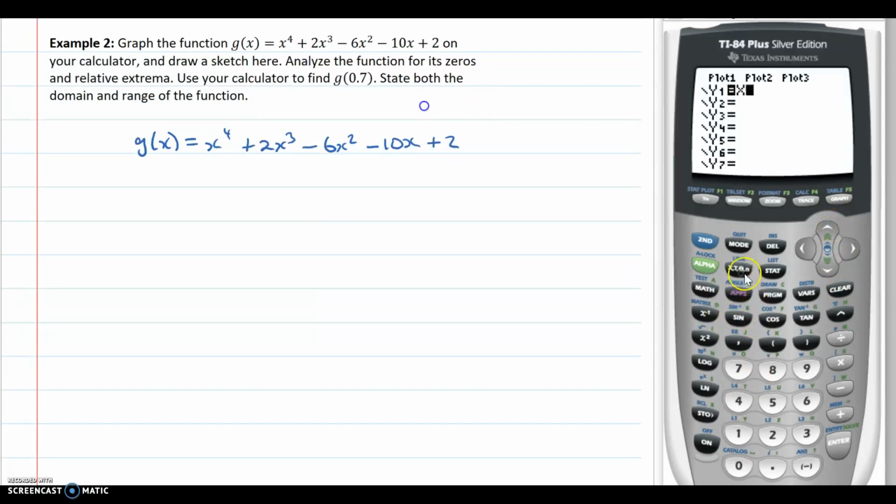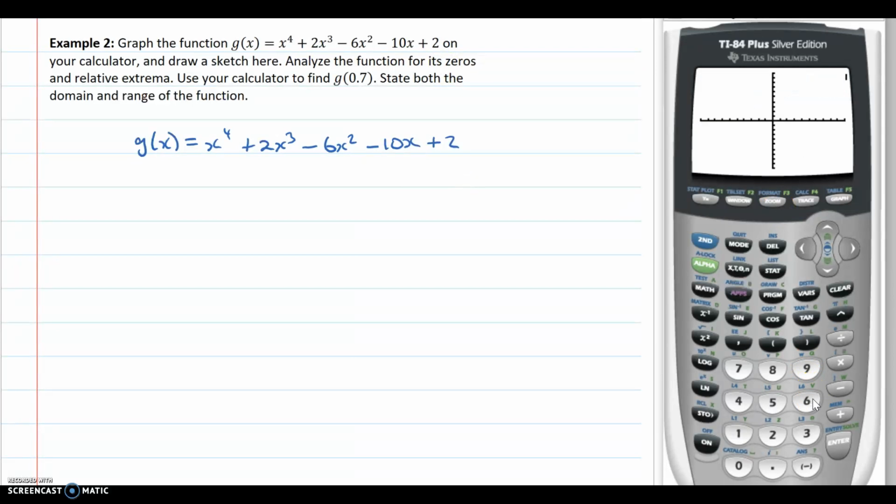So it's x to the power of, so this little hat symbol here gives you the power of 4 plus 2x cubed minus 6x squared minus 10x plus 2. Okay, and to see it, we do zoom 6.